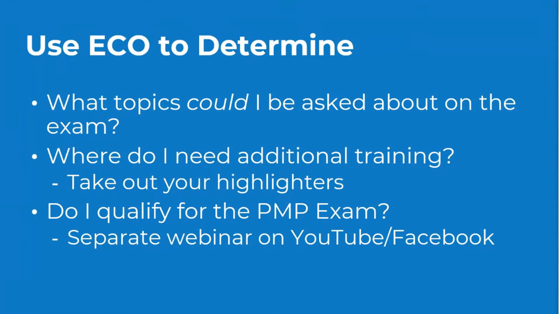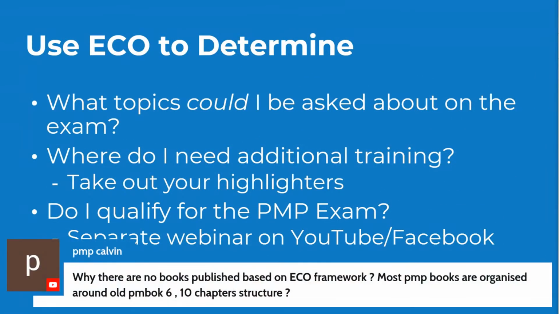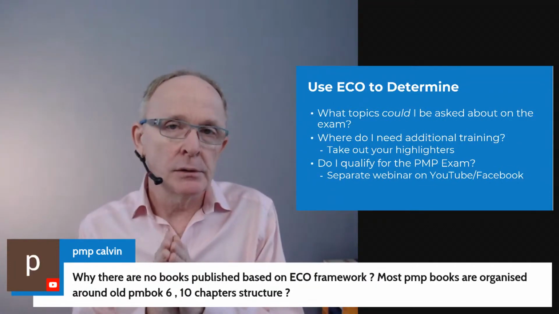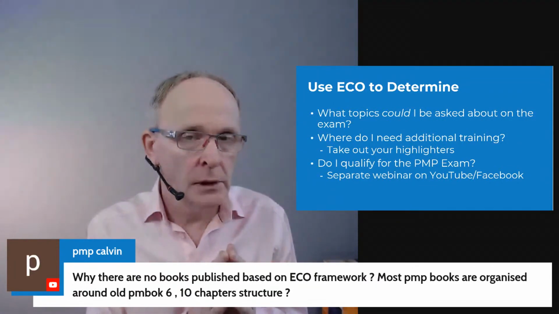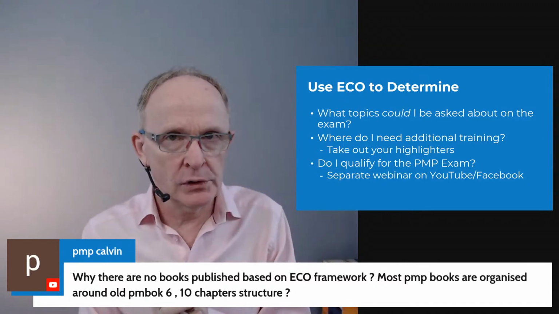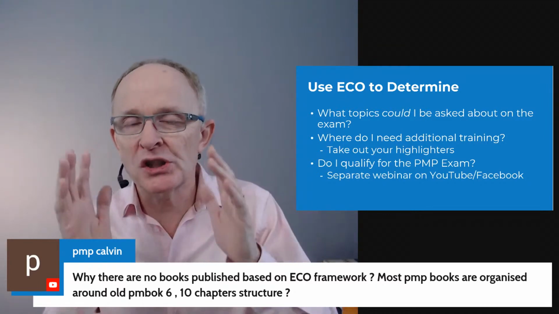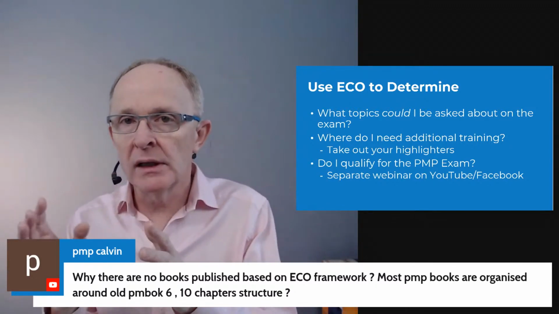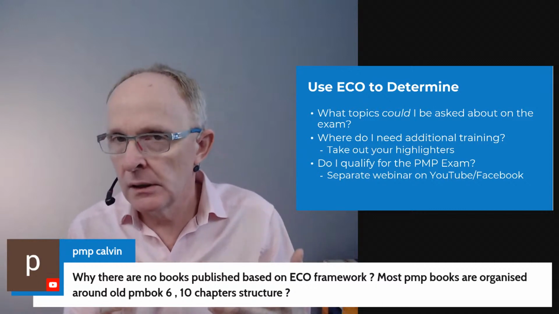We have a question coming in where Calvin asks, why are there no books published based on the ECO framework, and they are organized around the old PMBOK 6 chapters? This is historical, I would think, Calvin. So in the past, until last year, the PMP exam had a strong focus on processes and process-driven approaches. Agile was only added starting last year.